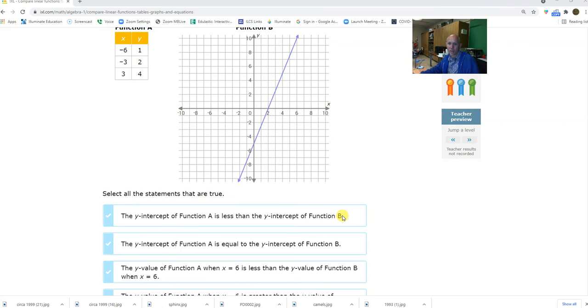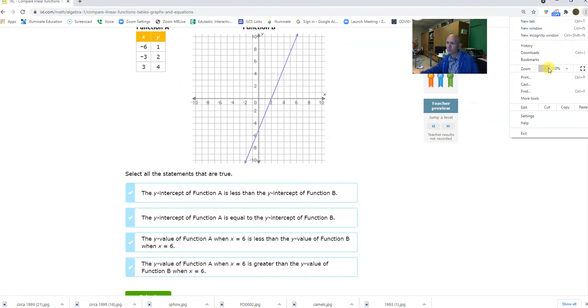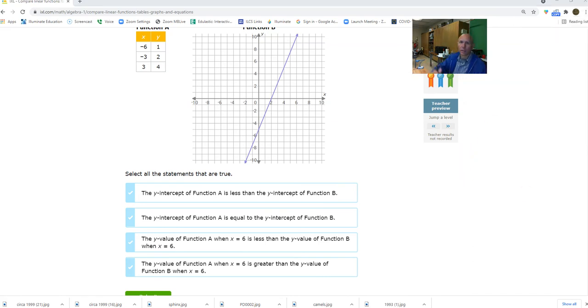So we're dealing with y-intercepts and values at x equals 6. Okay, let's go find the y-intercept at this one. -6, -3. The 0 is right in between here, isn't it? It's right here. -6 is 1, -3 is 2, 0 would be 3. There's the y-intercept, and here's the y-intercept, -5. So A has the bigger y-intercept.